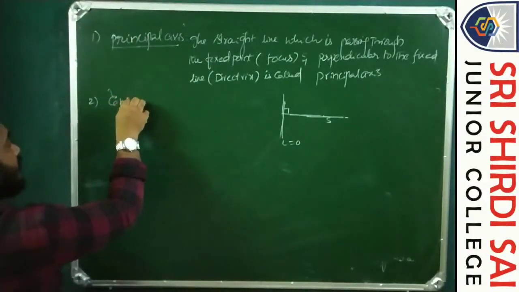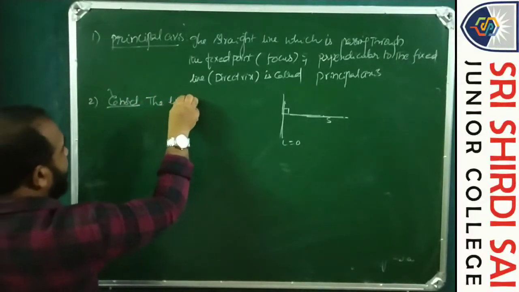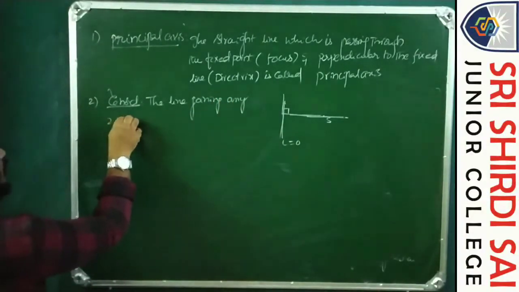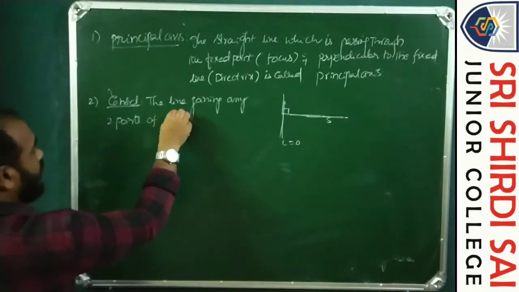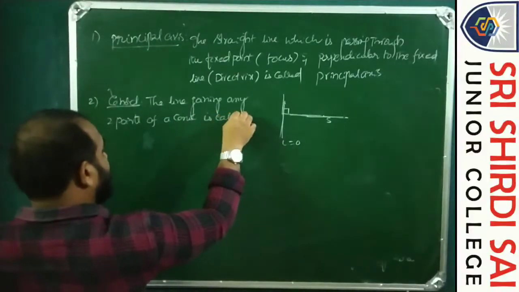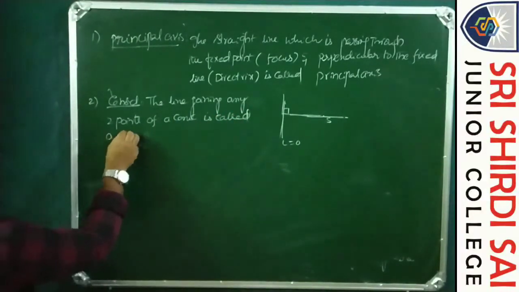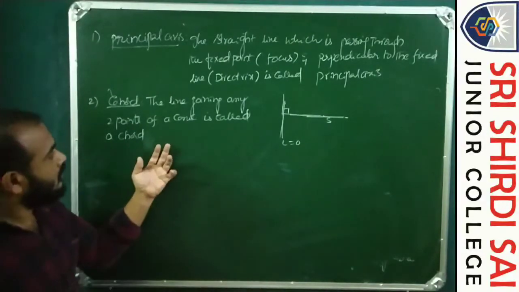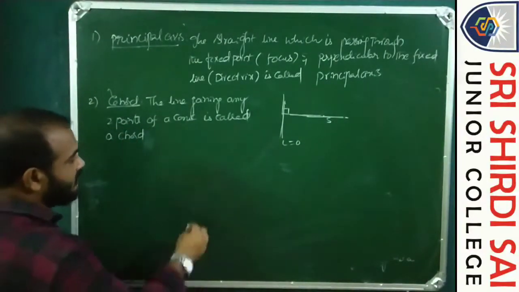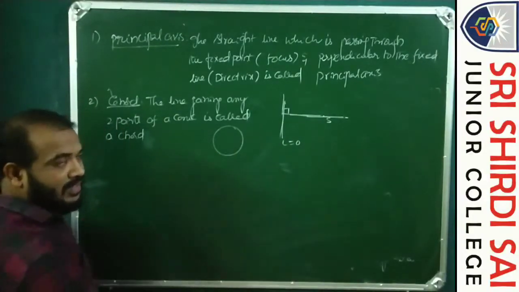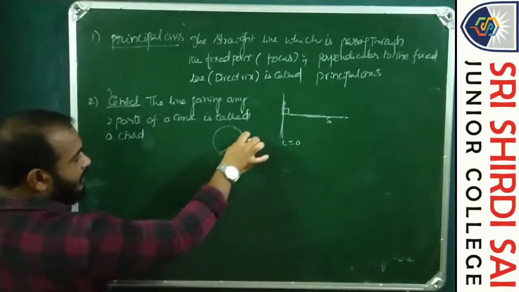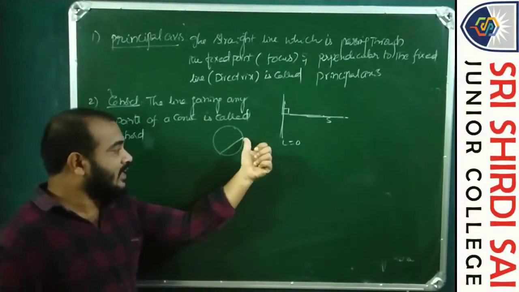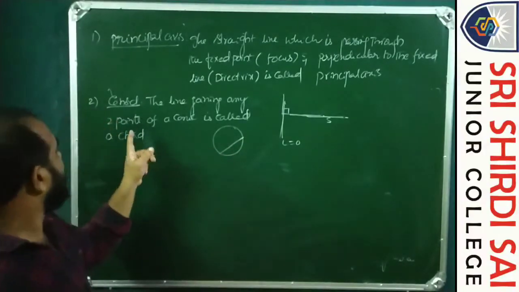Next, chord. The line joining any two points of a conic is called a chord. For example, because the circle chapter is already over, let us see this. This is a circle, which is a conic. A line passing through any two points of a conic, here a circle, is called a chord.